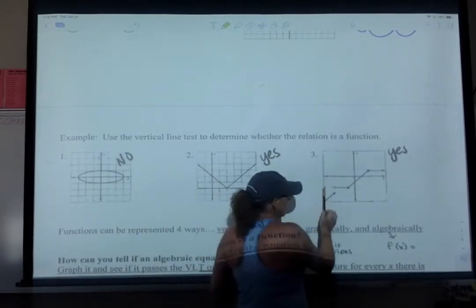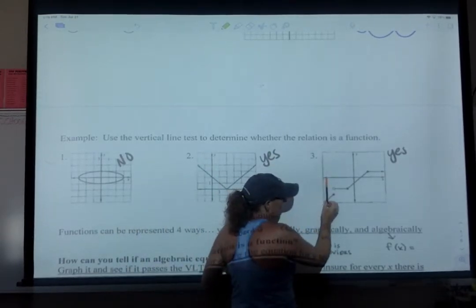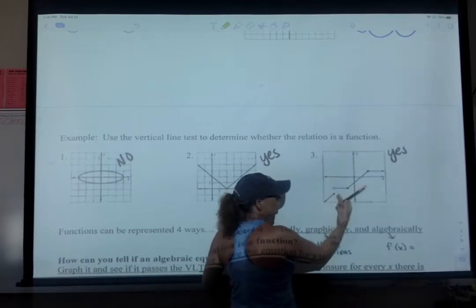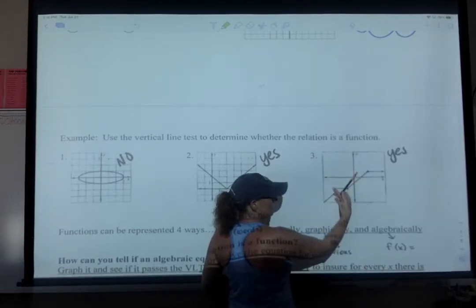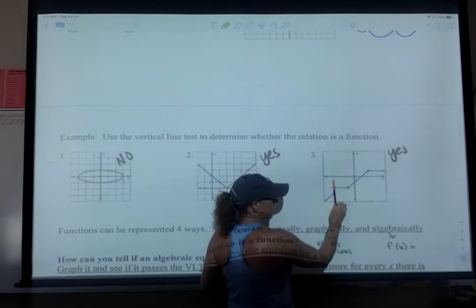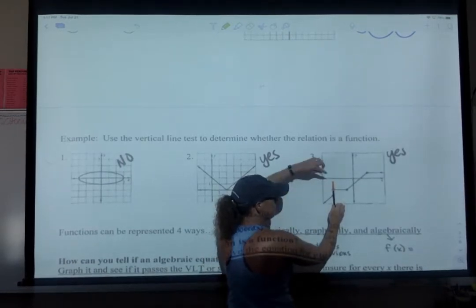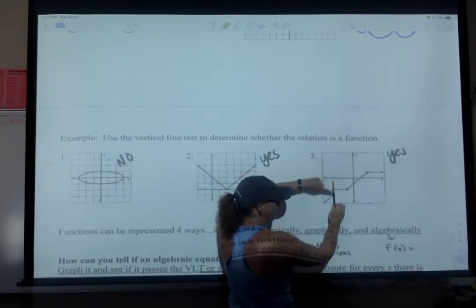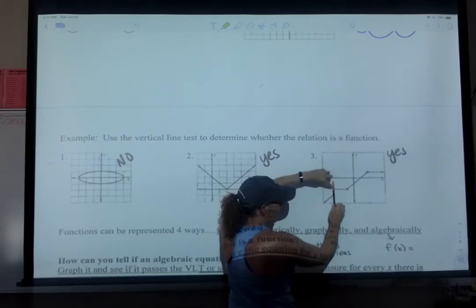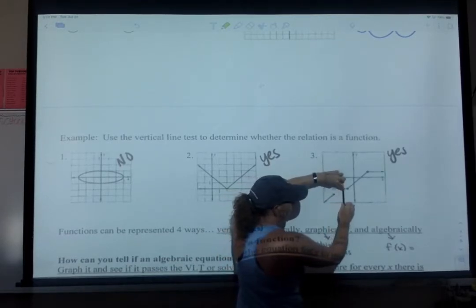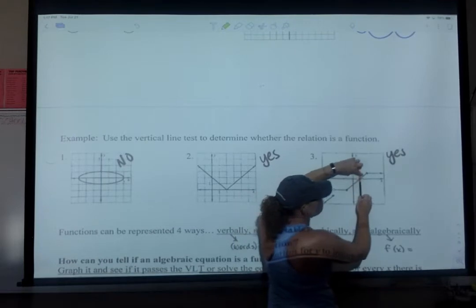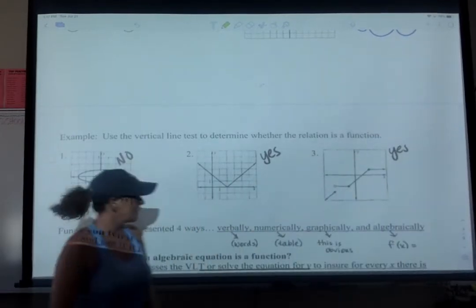That's a yes. This one's kind of tricky. You have to be careful. We're good here, we're good here. This is good because one of my points is closed and the other one is open. So when I'm lined up here, the only way this vertical line touches the graph is here. And then it jumps up and it's touching up here. And then yes, yes, yes, yes, yes, yes, yes. Good. That one is a function.